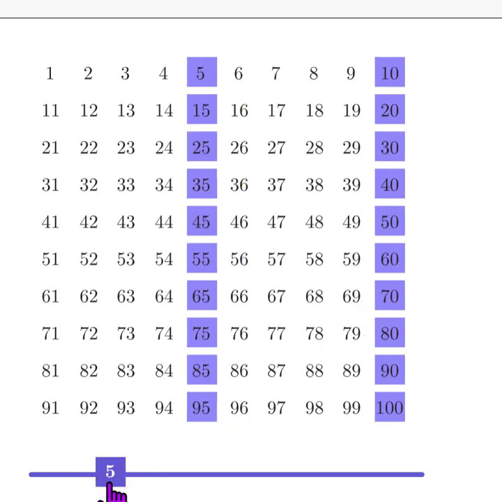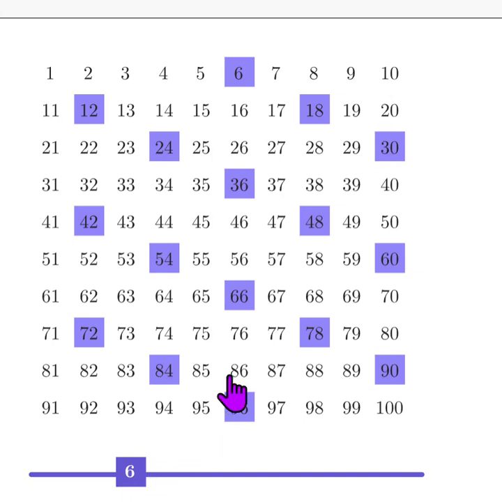5 ends in 0 or 5. 6 is even and is a multiple of 3. So 8 and 4 is 12 and it ends in an even digit.